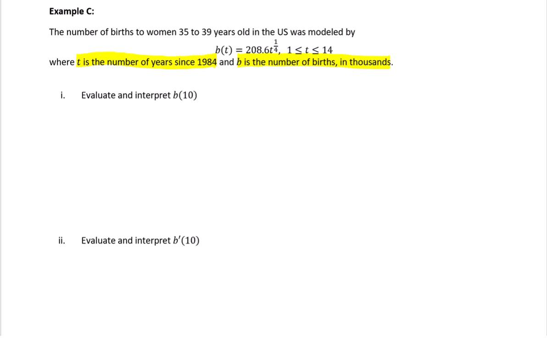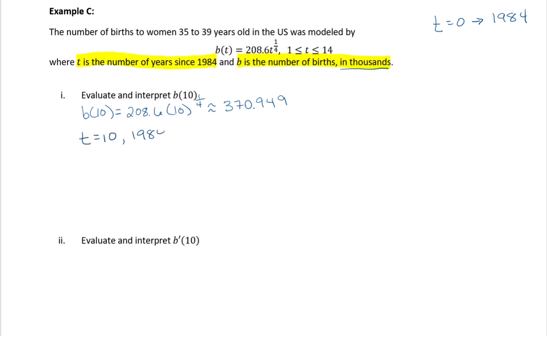So let's pay attention to the fact that t equals 0 represents the year 1984, and b is going to be in thousands. They're asking us in part 1 to evaluate and interpret b of 10. So let's plug in 10 into our function, and we get approximately 370.949. So we have found the number of births in thousands, and remember 10 is our t. So if t equals 10, that would be 1984 plus 10 years.